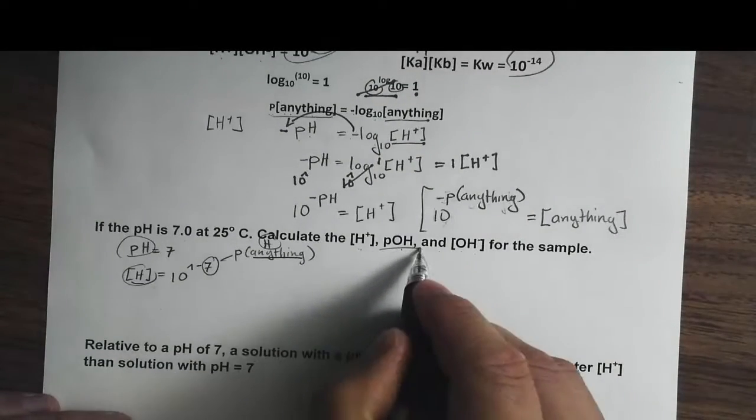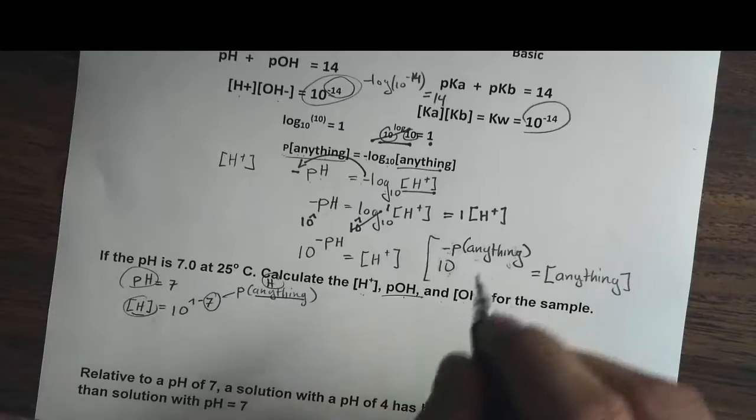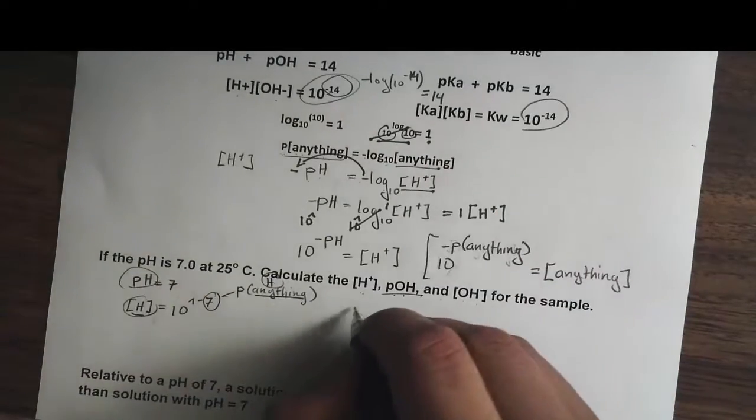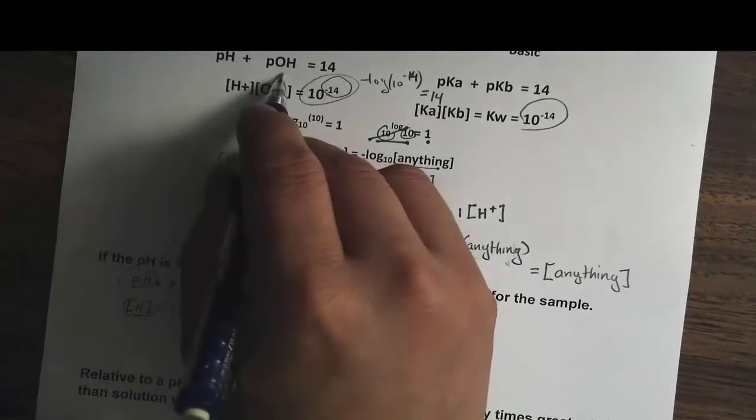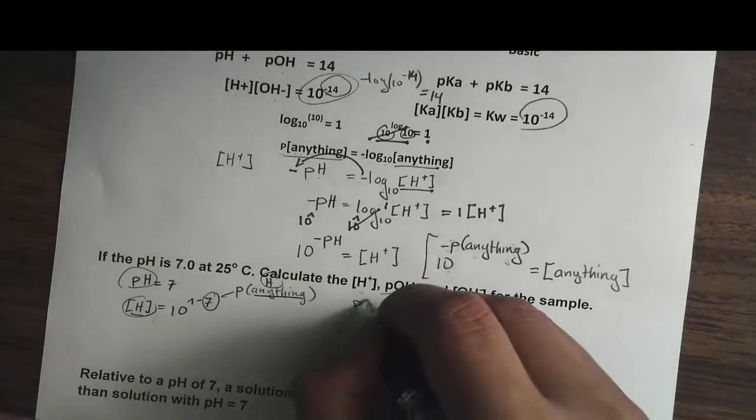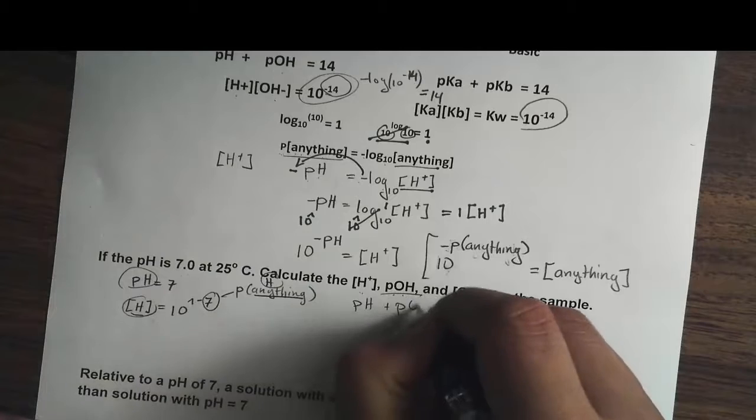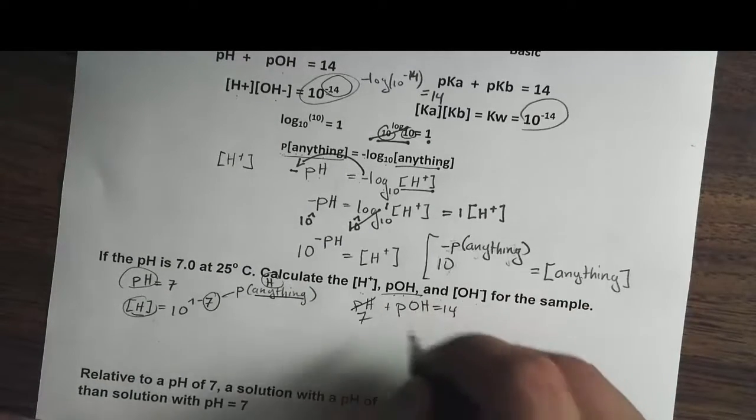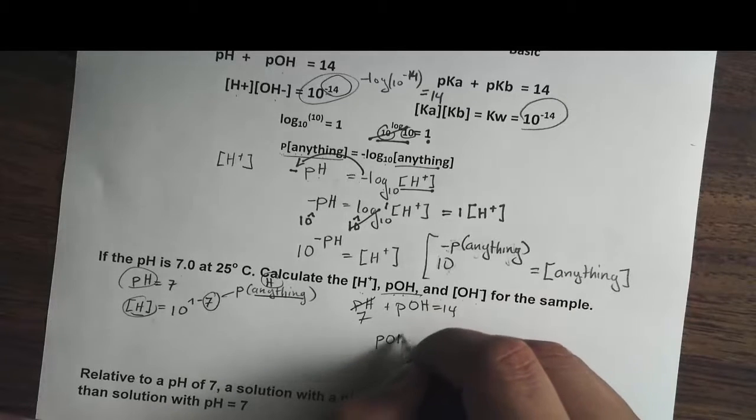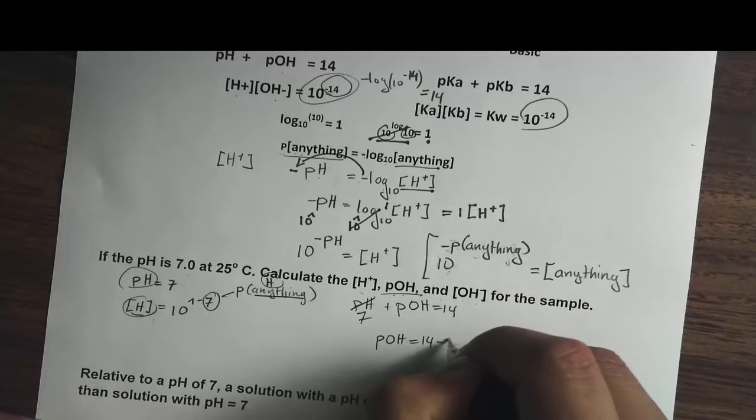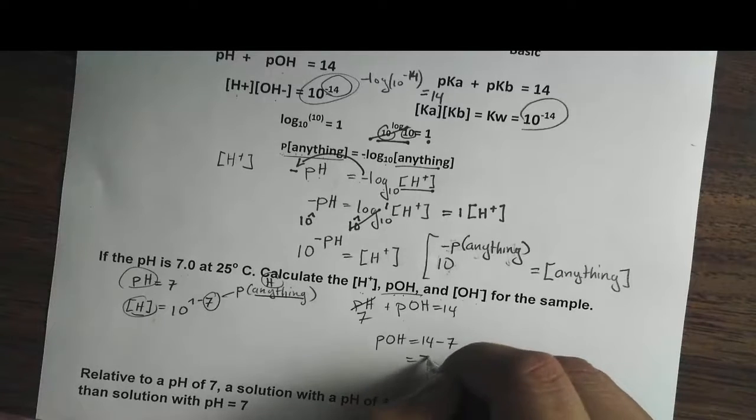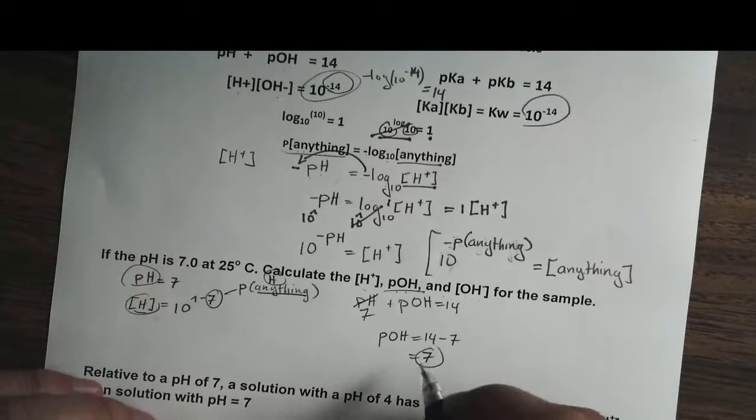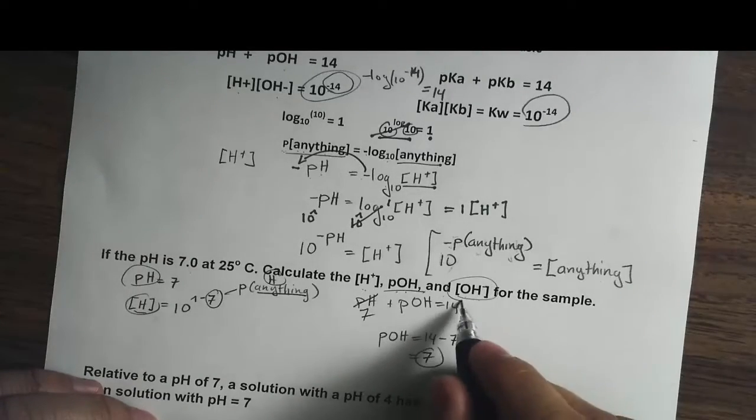What about for pOH? Of course, we know the relationship for pH and pOH is that when you add both of them together, pH plus pOH is equal to 14. So in this case, your pH plus pOH equal to 14. So your pH is 7. Of course, pOH is going to equal 14 minus 7, and that's going to give us 7 as well. Isn't that easy?